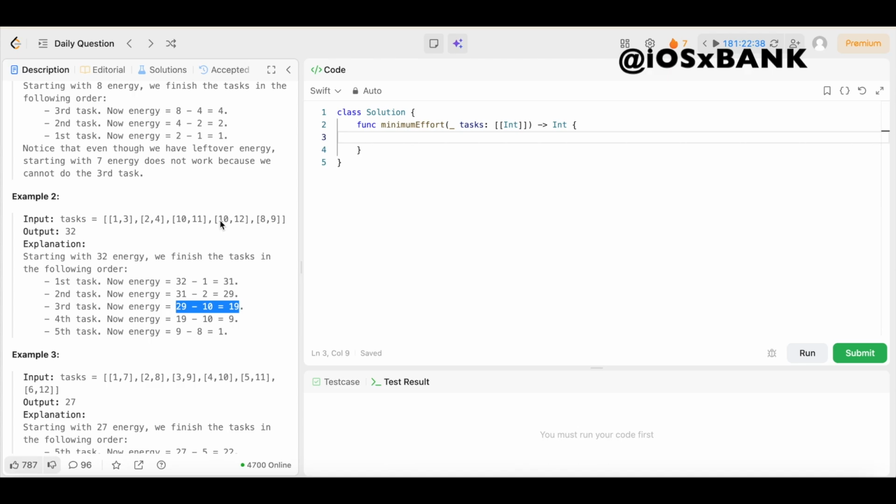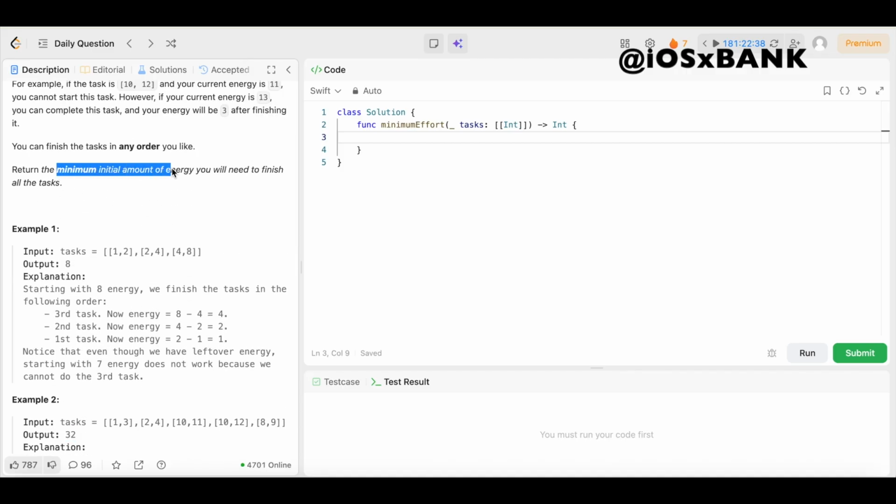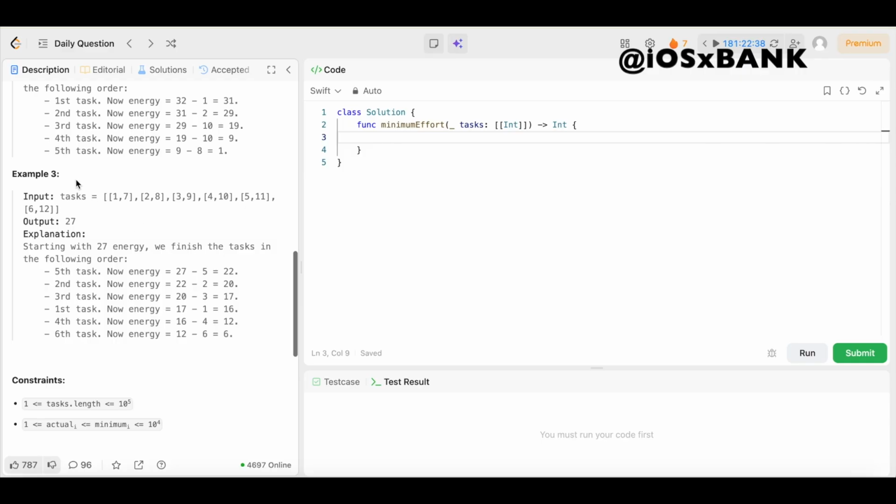This task is going to take 10 energy, so 19 minus 10 is going to equal 9. Then 9 is just enough to start this task, and that is going to require 8 amounts of energy. But after that, we'll still have 1 energy left, and 32 was the minimal initial amount of energy you will need to finish all tasks. Boom. Now let's take a look at example 3.